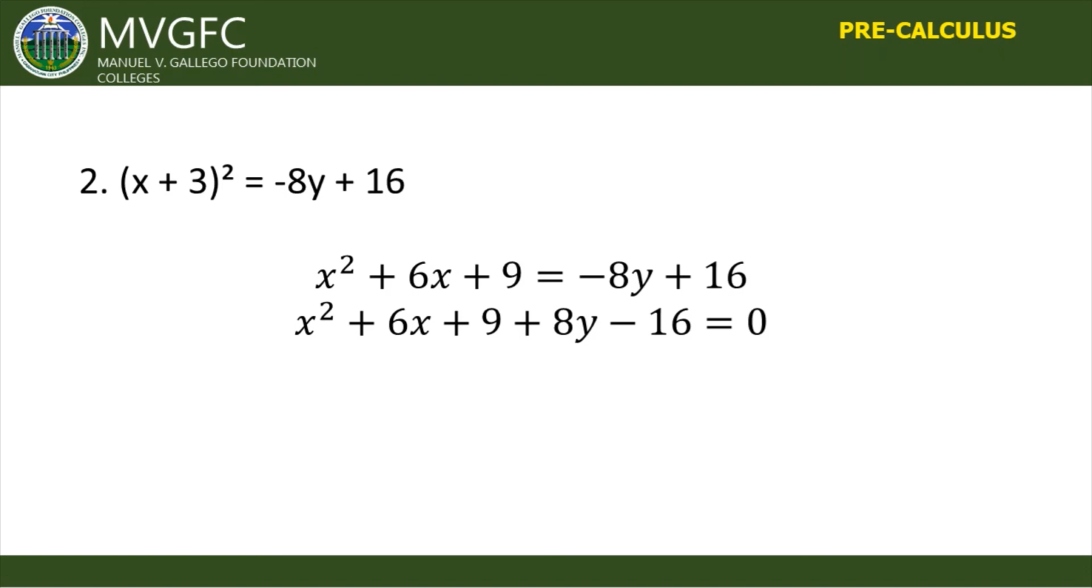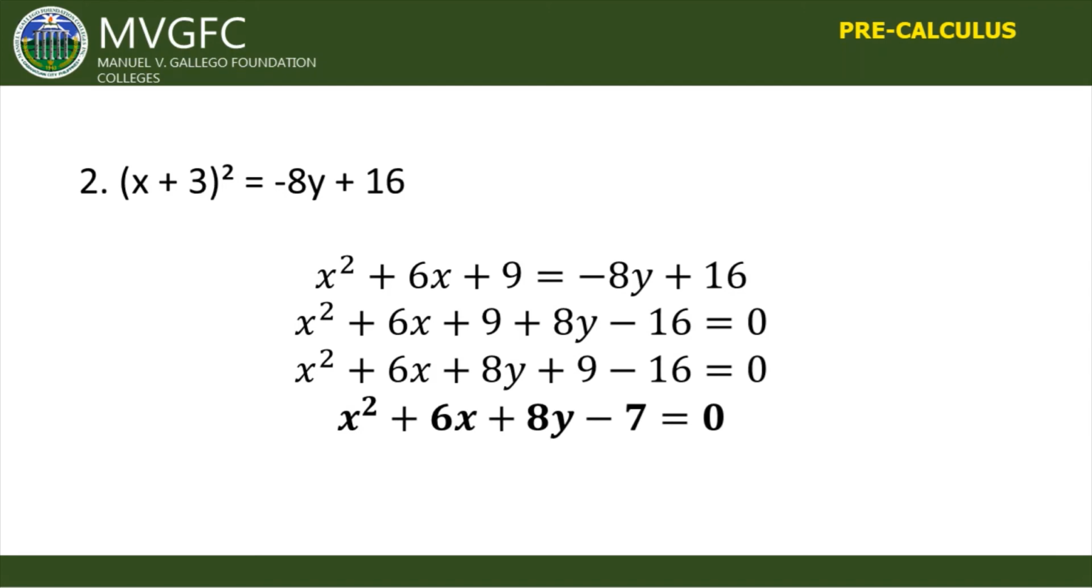Then you need to combine all the like terms. That's why we combine 9 and minus 16. So we have now to perform the operations. So we have x squared plus 6x plus 8y minus 7 is equal to 0. So that's our answer for number 2.